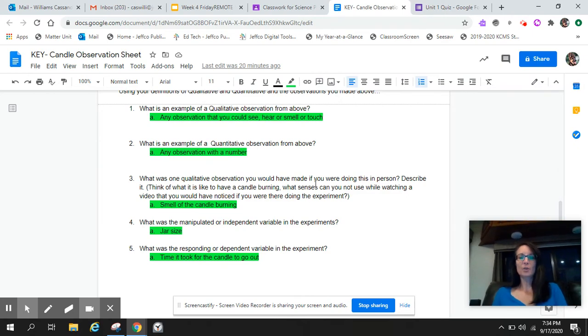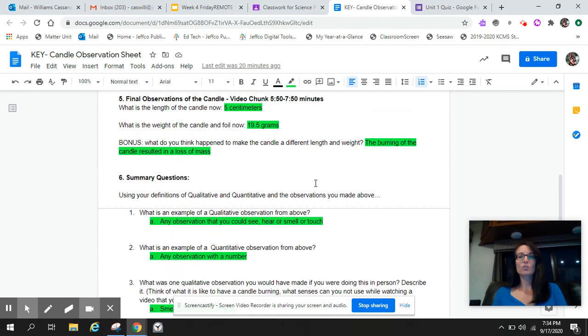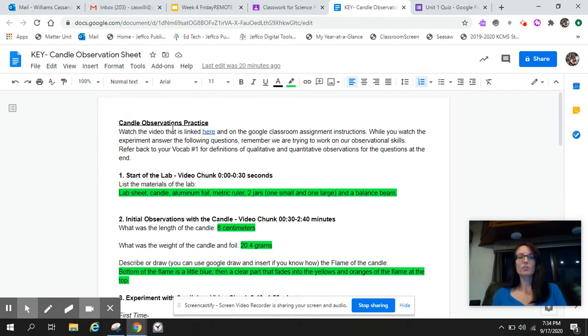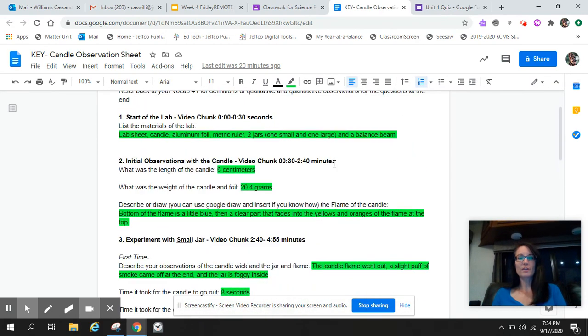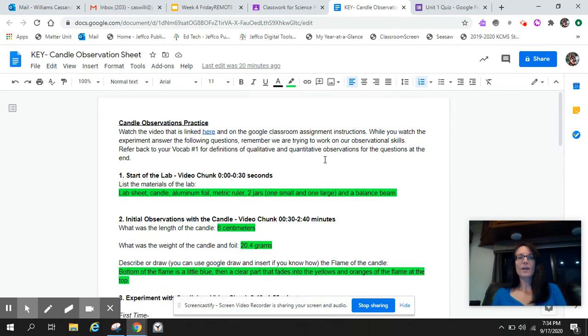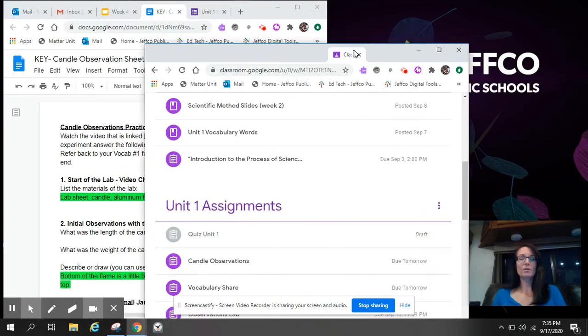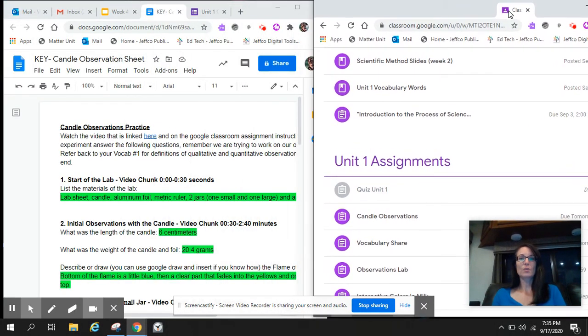So I hope this helps with your answers to the candle lab and candle observations. If you have any questions about this, let me know. Otherwise, you can close this out or you can replay this. And at the same time, possibly, if you follow my steps here, I'm going to take my mouse up here to the right-hand corner and minimize. And then maybe I'll pull my classwork over to a separate window.